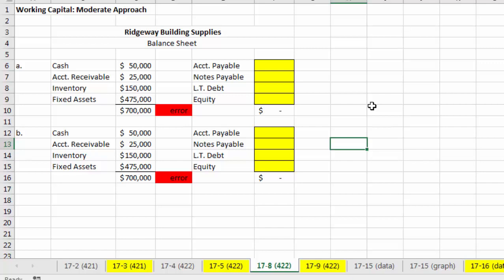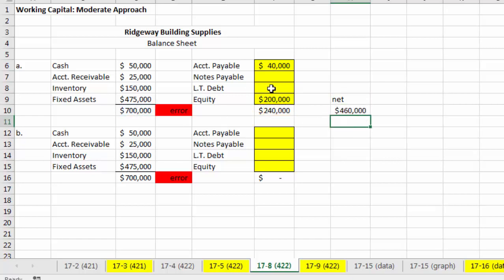Okay, and it says what would the company's financing look like if Tony switched to the moderate approach? Calculate for the following scenarios, A and B. And in A, we're going to have accounts payable of 40 grand, common equity of 200,000. So what does that leave us? The difference between 700,000 and 240,000 of 700,000 of assets. We've only accounted for 240,000 of them over here on the liabilities and equity side. So what does that leave? Let's just make a little equation over here. Net equals 700 minus 240. 460,000 I have to divide between notes payable and long-term debt.